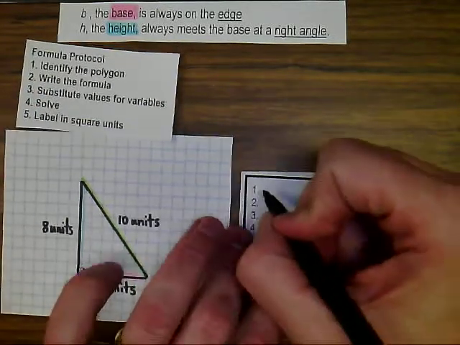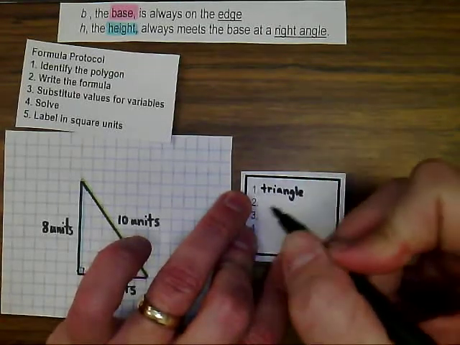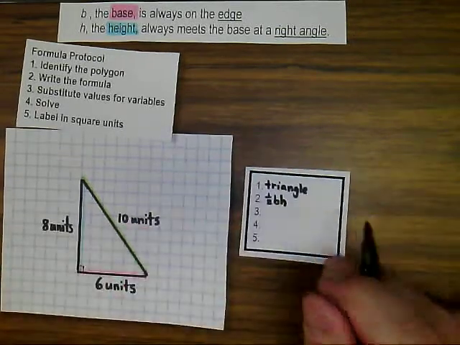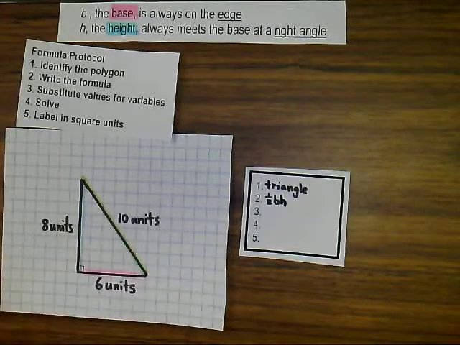So just like before, this is a triangle. My formula would be 1/2 the base times the height. And at this point, I'm going to use my 6 as my base and my height as my 8.